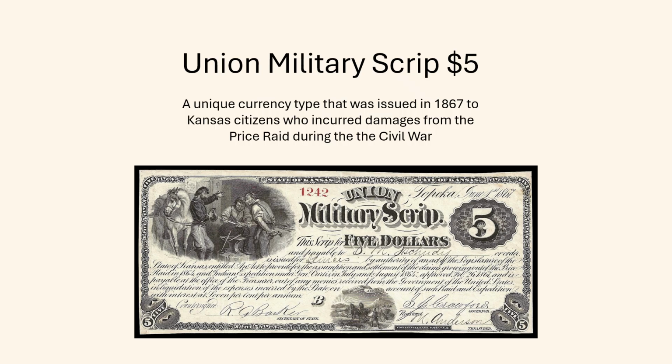Today, we'll be taking a look at a $5 Union Military Scrip. This is a unique currency that was issued in 1867 to Kansas citizens who incurred damages from what was known as the Price Raid during the Civil War.